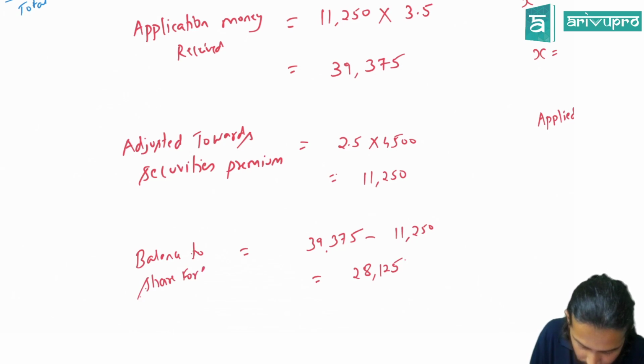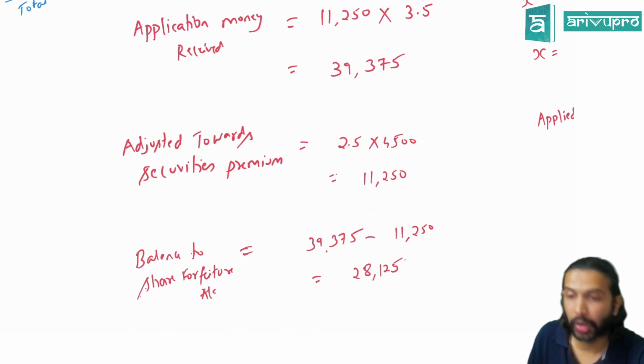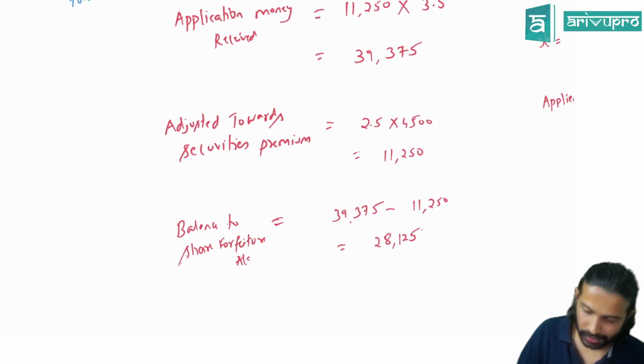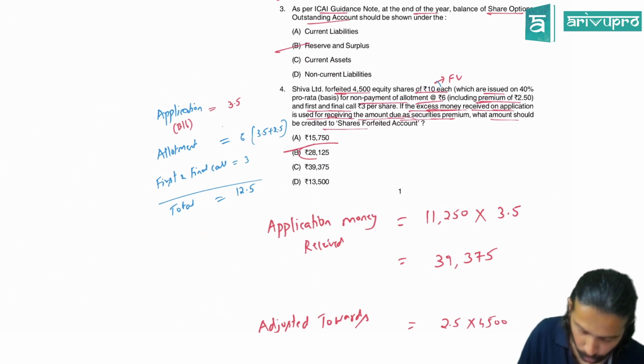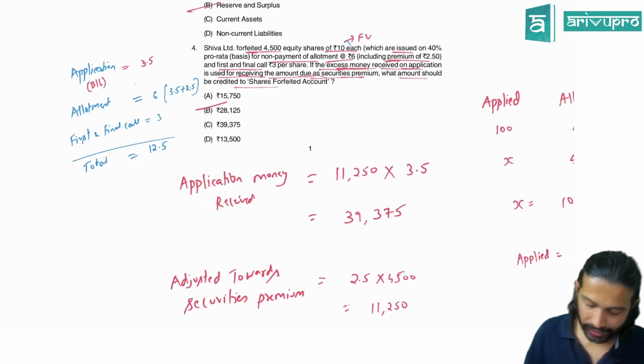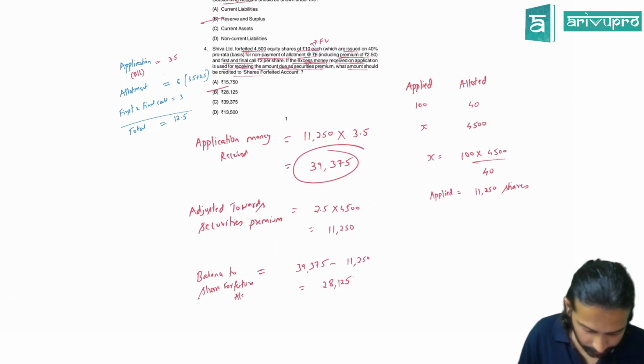Only this you transfer to share forfeiture account. That is what they asked in the question. How much will you transfer to share forfeiture account? The right answer should be option B, 28,125. So why can't I take 39,375?